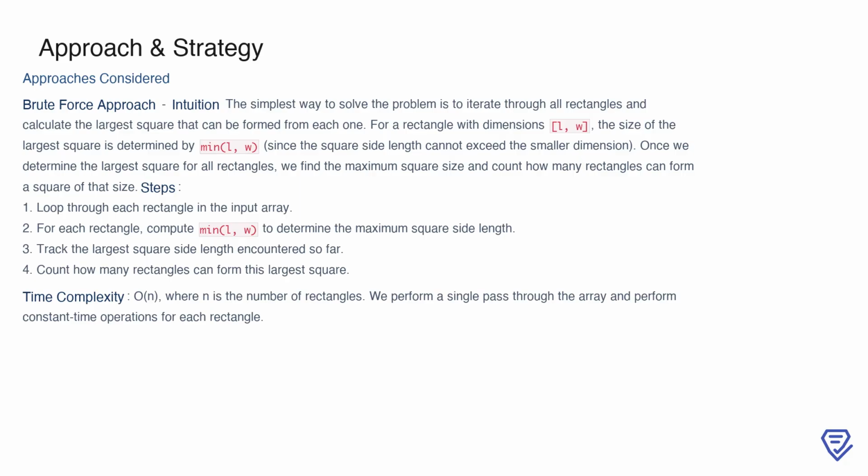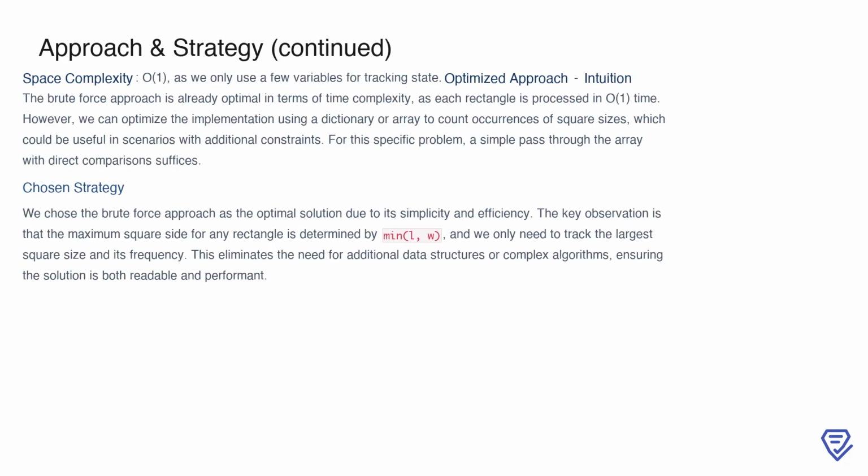The steps are simple: loop through all rectangles, compute the maximum square side length using min(L, W), track the largest square, and finally count how many rectangles achieve that size. Importantly, this approach has a linear time complexity of O(n), where n is the number of rectangles, since we process each rectangle in constant time. This brute force approach is efficient not only in terms of time complexity but also space complexity. It uses only a few variables to track the state, resulting in an O(1) space requirement. While the brute force method is optimal in terms of time complexity, we could consider optimizing the implementation further.